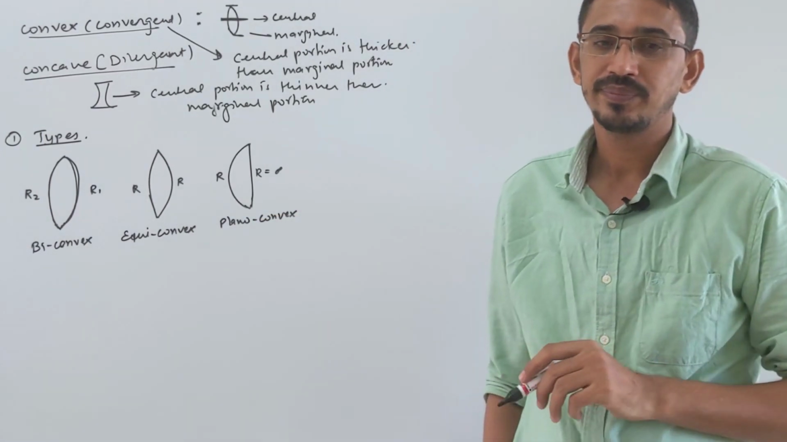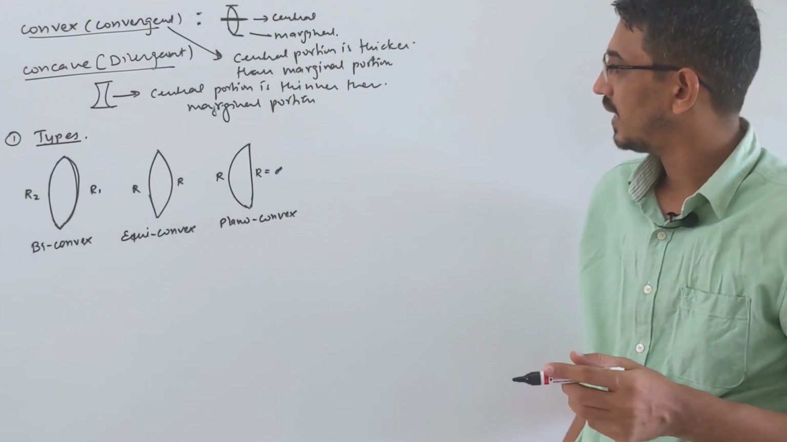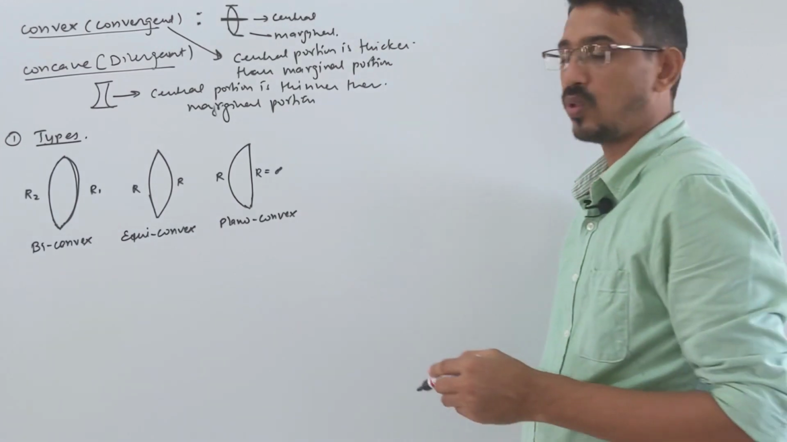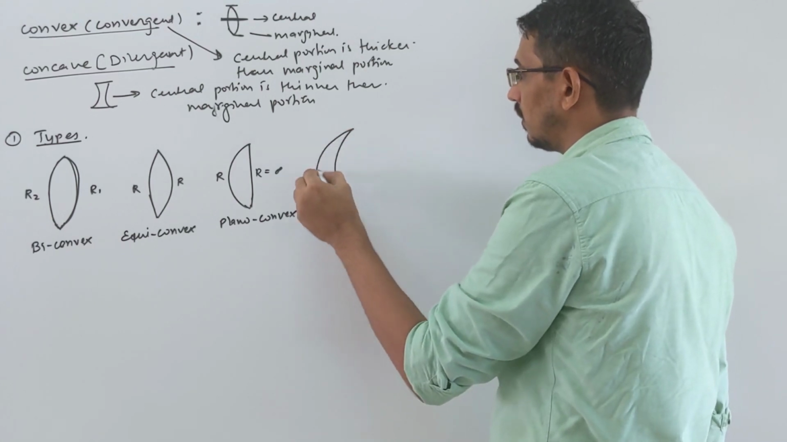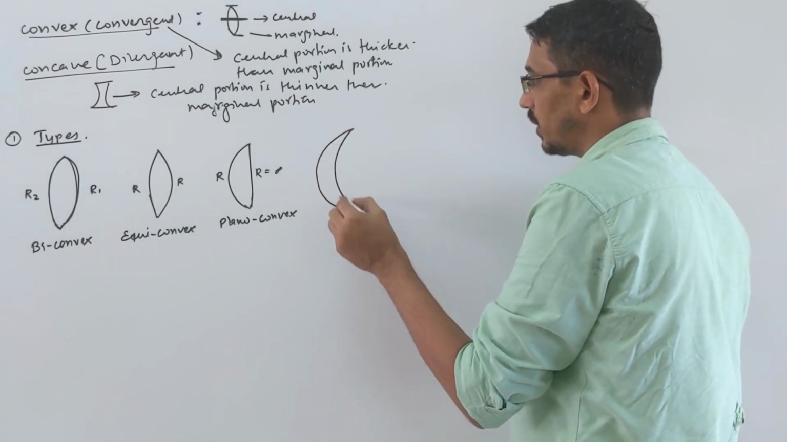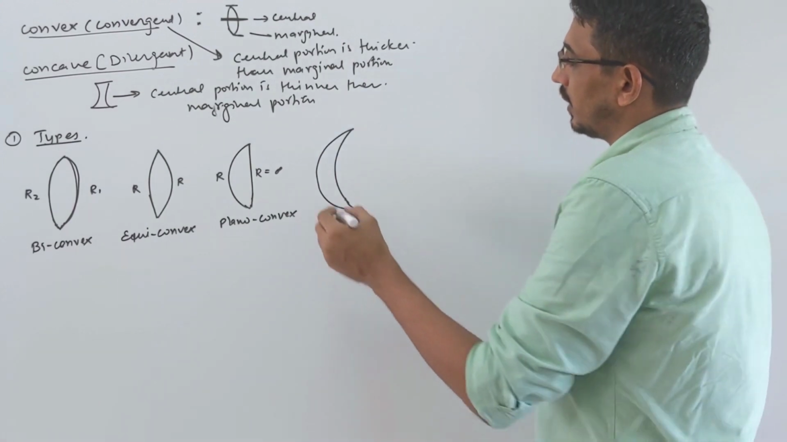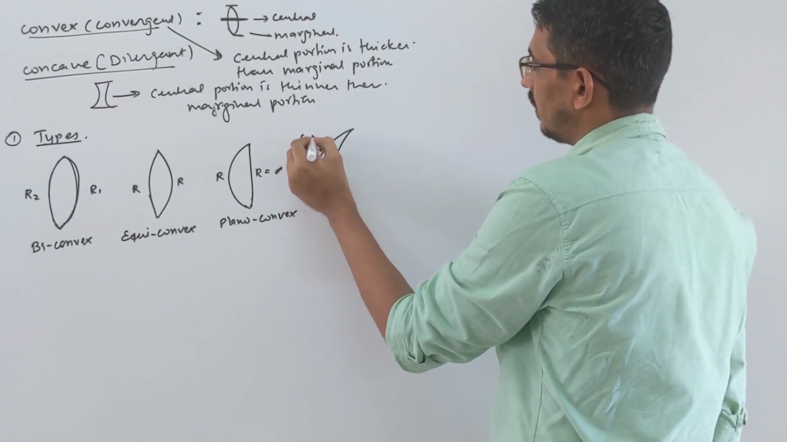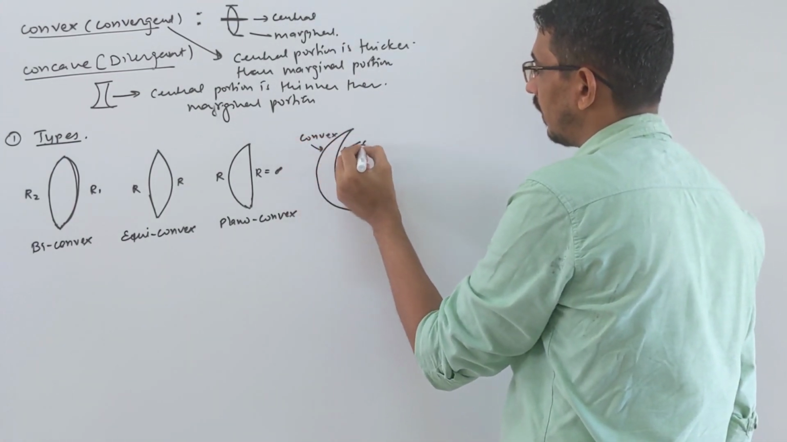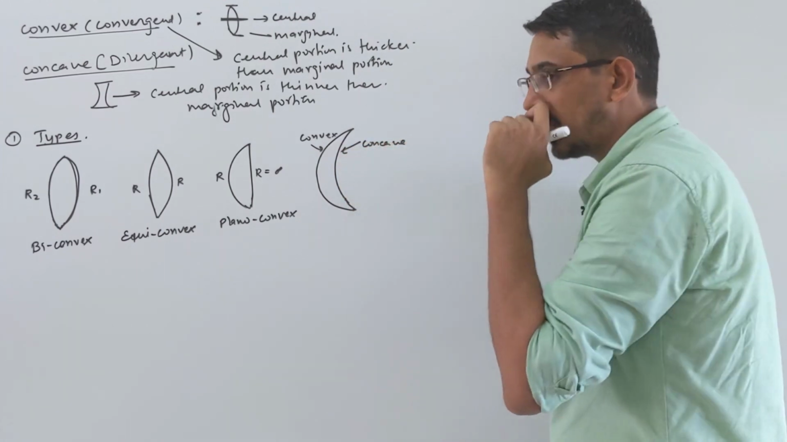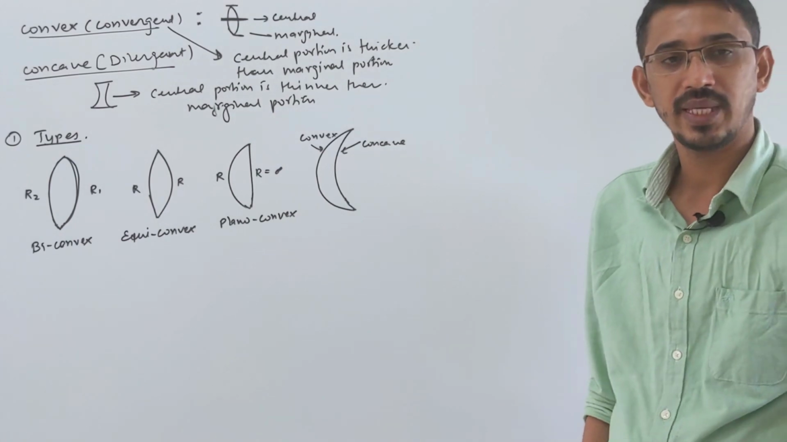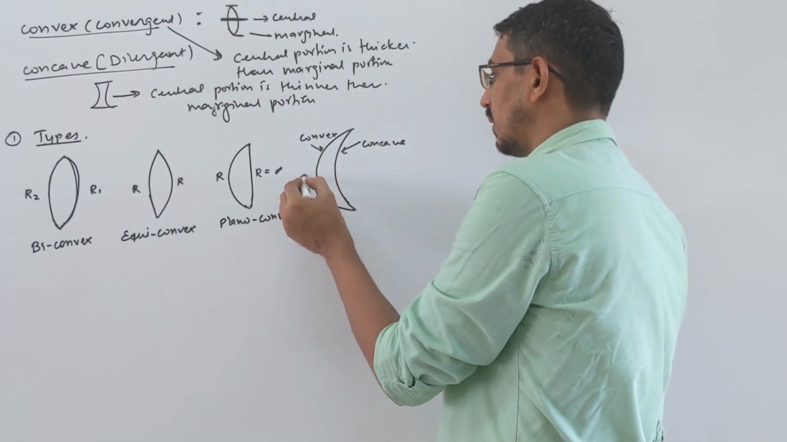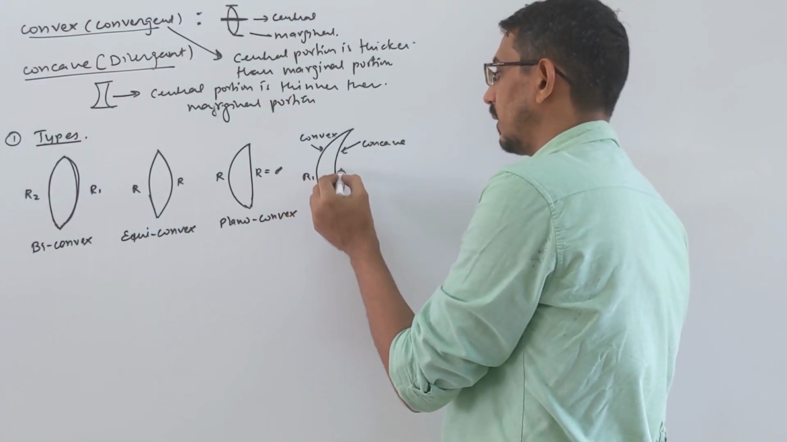Now what can happen? One side may be concave and the other side convex. Look here, if I draw it this way, it looks most like a moon shape, right? This side is your convex side, but this side looks concave. In the same lens we have made both convex and concave. The radius of curvature may be the same or different. Let's call this R1 and that R2.